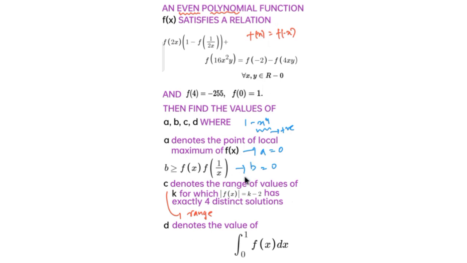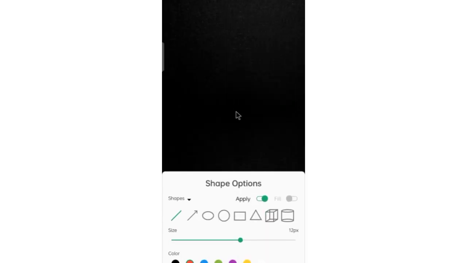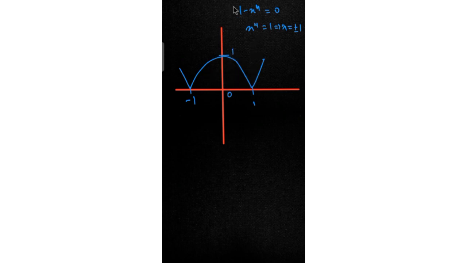And now come to the C part. C part says mod of f of x is equal to k minus 2. So I'll just draw the graph of mod of f of x once again. This time it's mod of f of x, it's not f of x. So 1 minus x power 4, when it is 0, x power 4 is equal to 1, that is x is equal to plus or minus 1. So at 1 it is 0, and at minus 1 it is 0, and this is 1. So this is the graph of mod of 1 minus x power 4. I hope you guys know this. We just need to take the reflection about the x-axis to find the mod of a function. So this is how it looks.